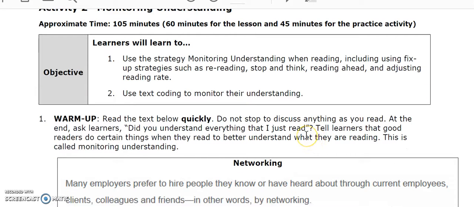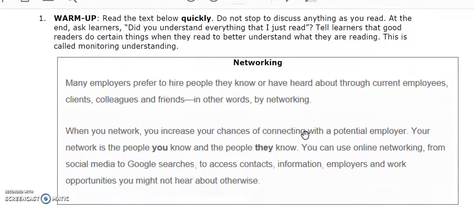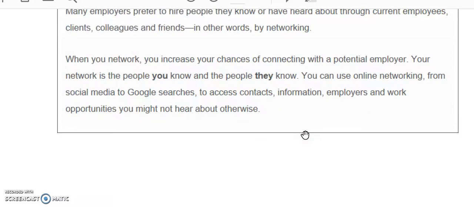The lesson plan for Monitoring Understanding gives you a warm-up activity to introduce the strategy and to give the learners an introduction to the new vocabulary on what it means to monitor their understanding. It also explains to the learner how this strategy will help them become better readers.